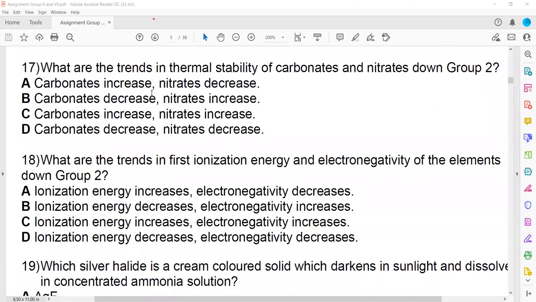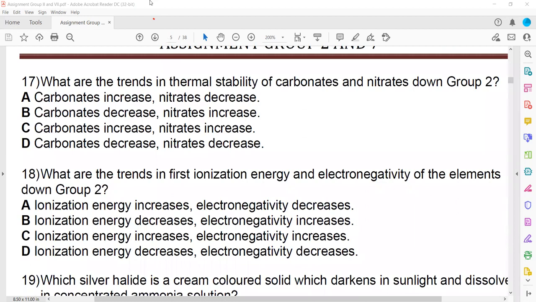In question 17, what is the trend in thermal stability? Thermal stability of all the compounds increases. Why do they become more stable as we go down? For example, lithium carbonate: lithium is smaller in size, so it causes more distortion to the carbonate compared to sodium carbonate, which is larger in size, so it causes less distortion to the carbonate ion. If it causes more distortion, it can break easily because the ion is less stable. Here less distortion, so it cannot break easily, so the ions are more stable.